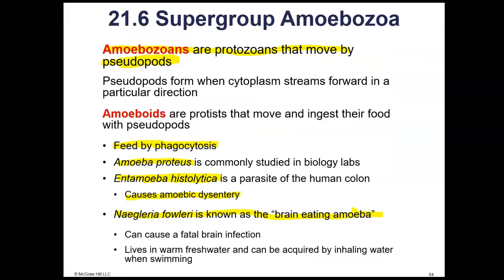Okay, and then moving on to review, the supergroup Archaeplastida includes the red algae, the green algae, and then it also includes plants, which are not protists. They're not in the kingdom Protista. They're in the kingdom Plantae.